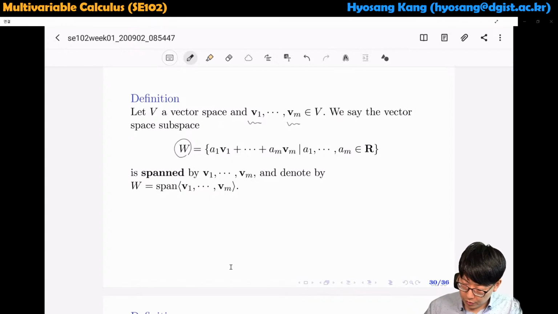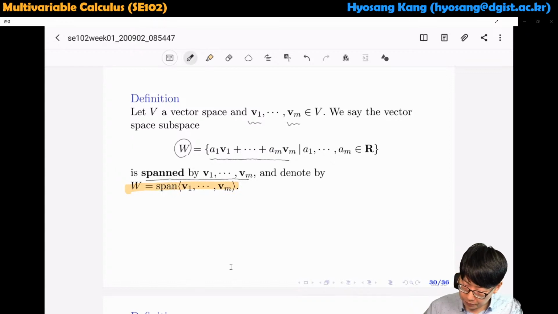So suppose that we have W defined by this linear sum of elements v1 to vm, with coefficients in any real number. Then we call this W a vector subspace spanned by these vectors. Okay, and we denote it this way.